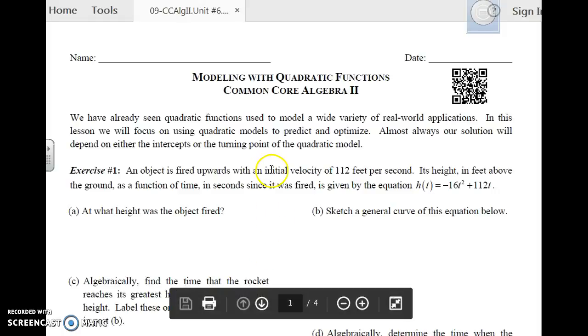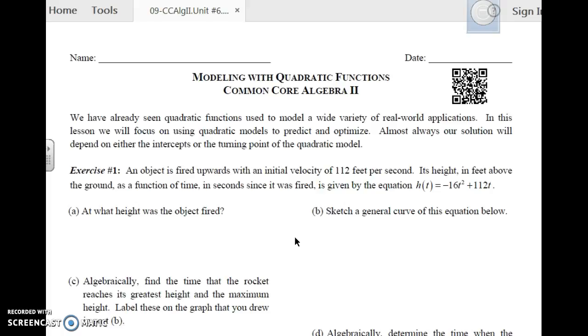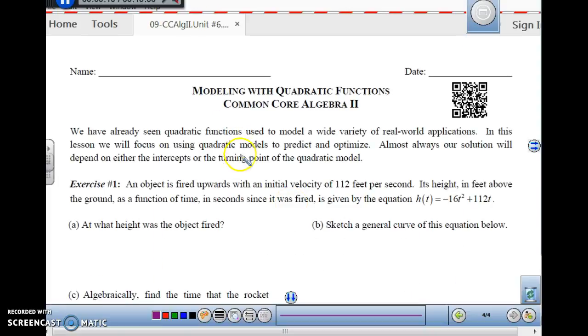This is Algebra 2, Unit 6, Lesson 9 on modeling with quadratic functions. Now, we've used quadratic functions to model a wide variety of real-world applications. We are going to focus in this lesson on using quadratic models to predict and to optimize. So our solution will depend on either the intercepts or the turning point of the quadratic model. So we're going to focus on specific parts of the quadratic equation.